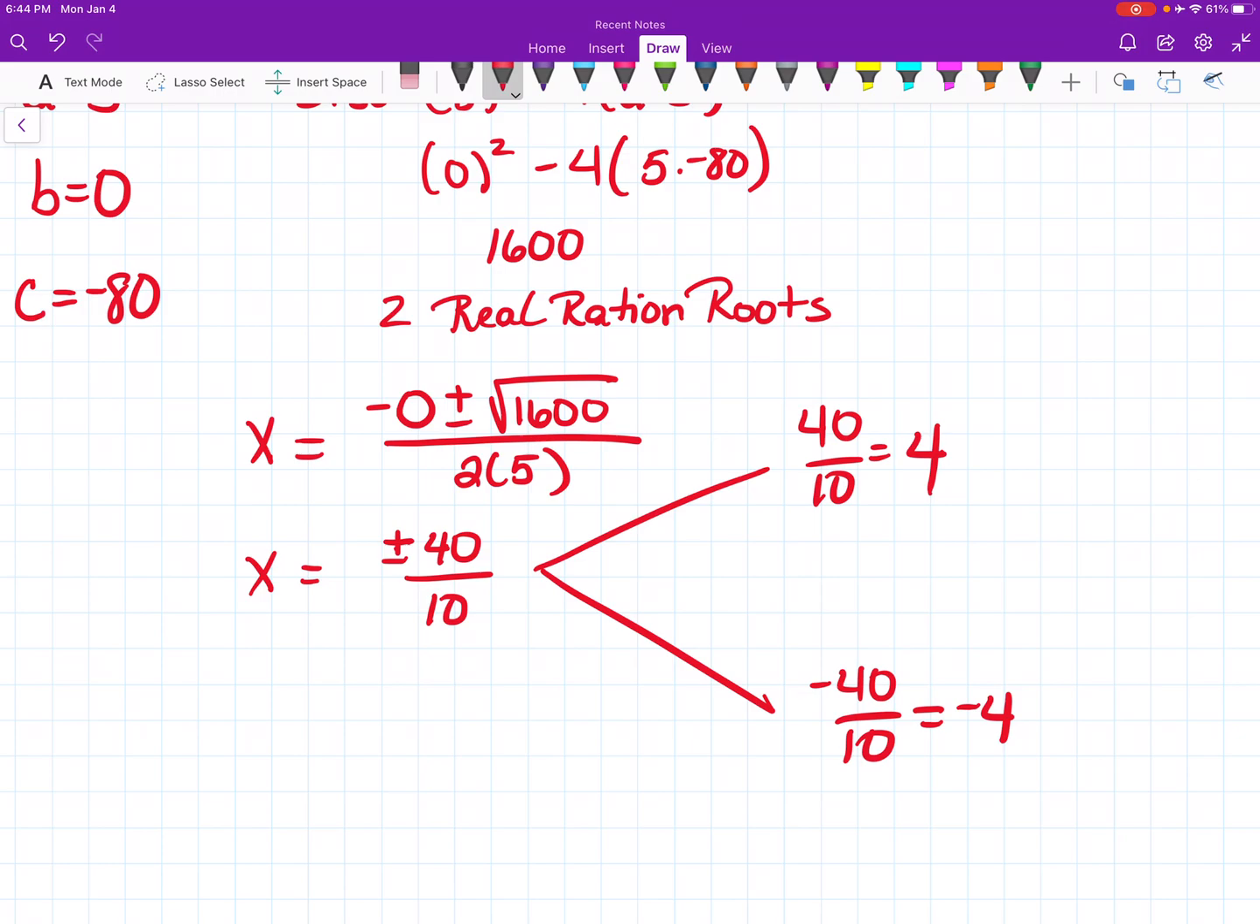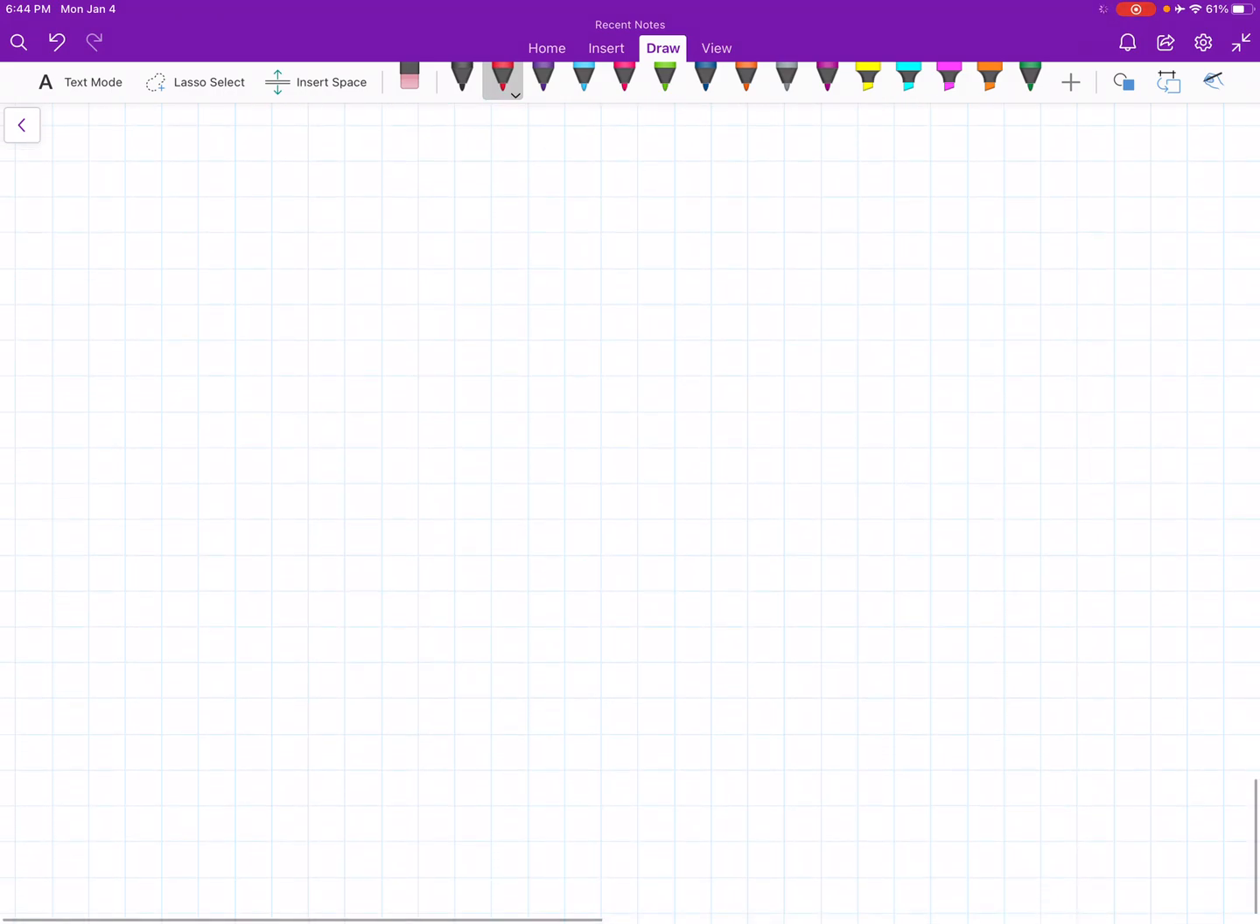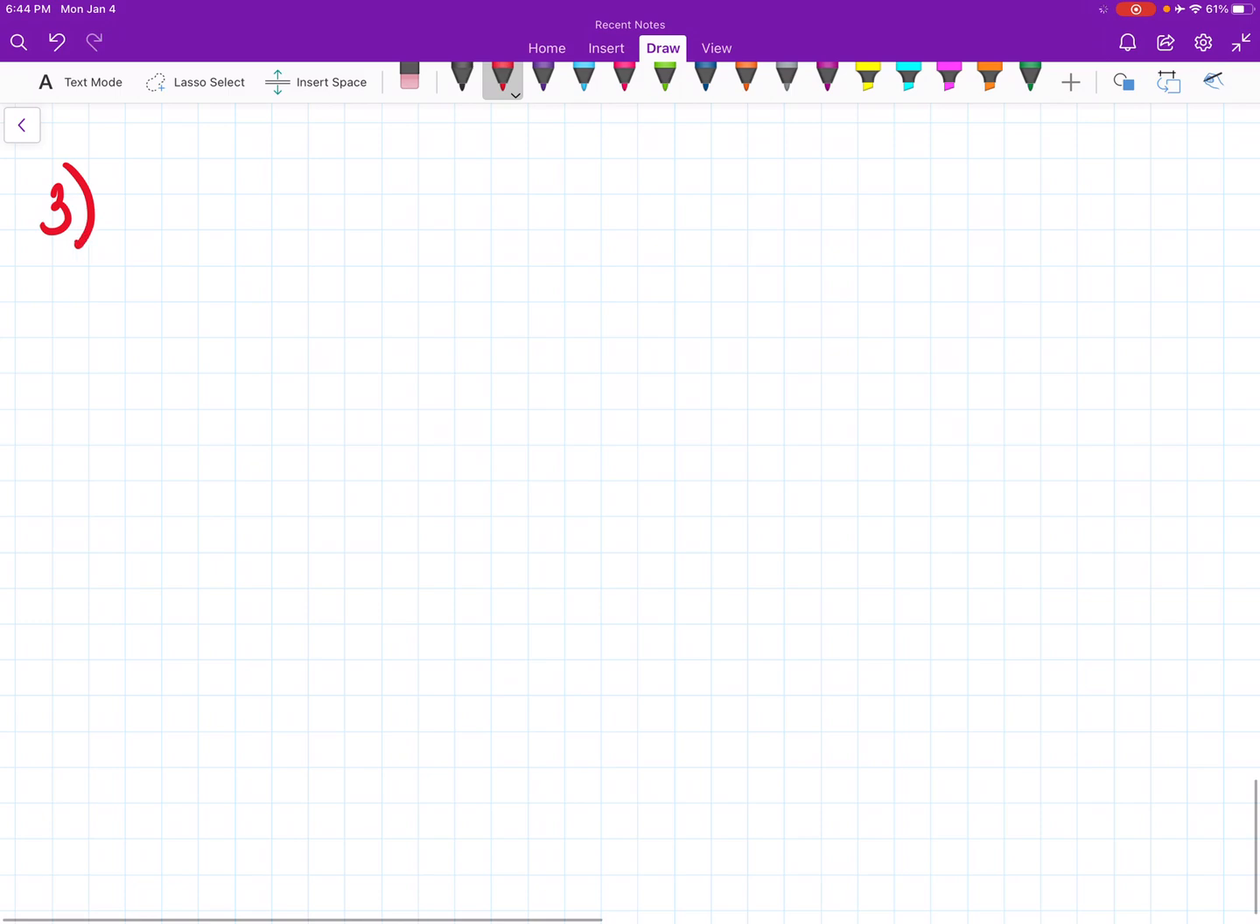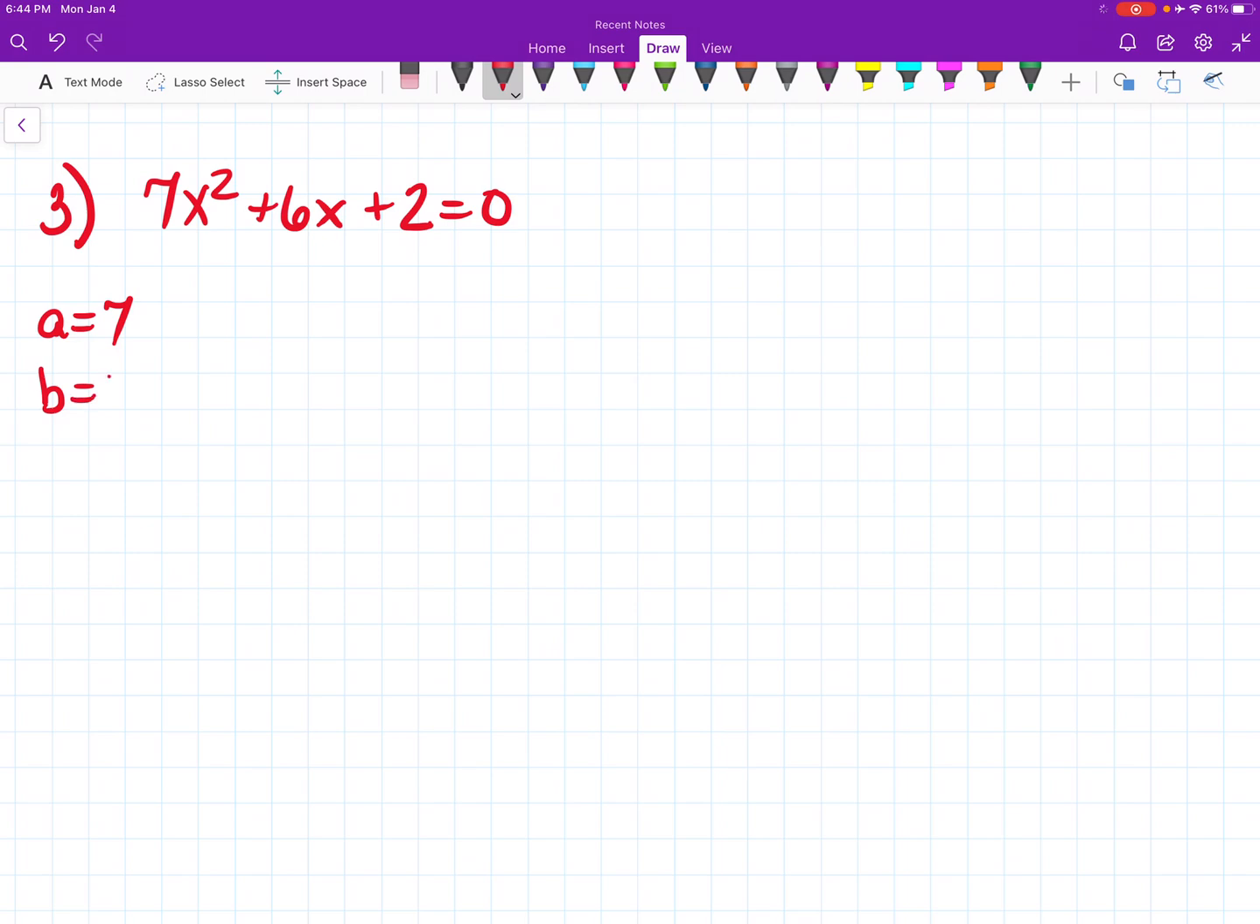Okay, some of you can stop at this point. I'm going to do two more examples for those of you who want a couple more examples. Number 3 is 7x squared plus 6x plus 2. It's already equal to 0, so we can just start identifying A, B, and C.